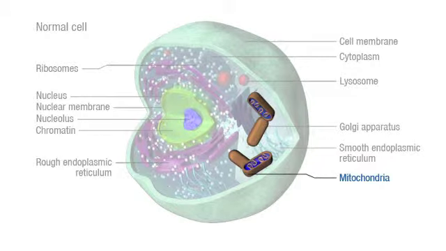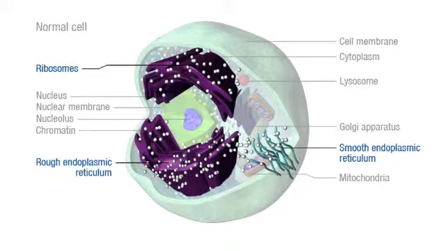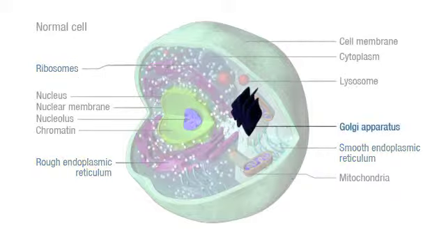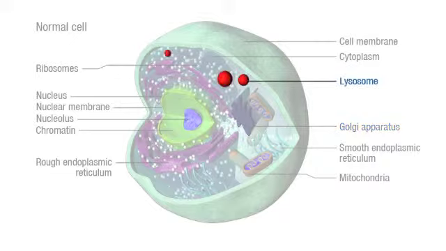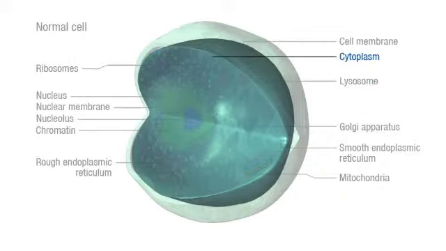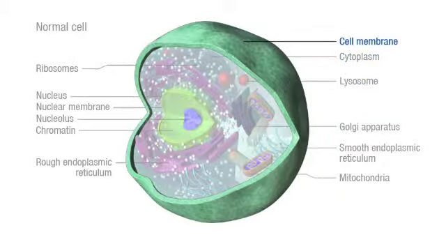Mitochondria produce energy. Ribosomes and endoplasmic reticulum are responsible for synthesizing, storing, and transporting proteins. The Golgi apparatus modify and package proteins. Lysosomes contain enzymes that are involved in the digestion of defective cell material. These organelles are suspended in cytoplasm and enclosed within the cell membrane.